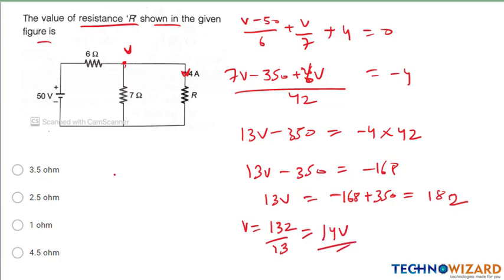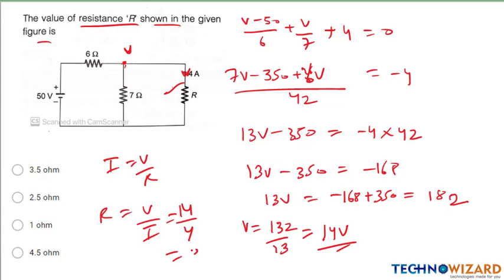Now we have to find the resistance. Current is equal to V upon R in this branch, and we have to find the resistance. Therefore, resistance is equal to V upon I, that is equal to 14 upon current 4 ampere, which is equal to 3.5 ohm. Option A is the correct answer.